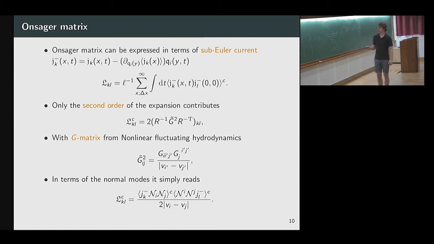And in particular, in the normal mode basis, it takes this very simple form. So it's just a three-point connected correlation function of currents and normal modes divided by the velocity difference of the normal modes. So how can one understand this? Basically, we can view current at point 0 as creating some excitations at point 0, and these excitations are traveling through the lattice, and when they hit a different lattice cell, they give a contribution.